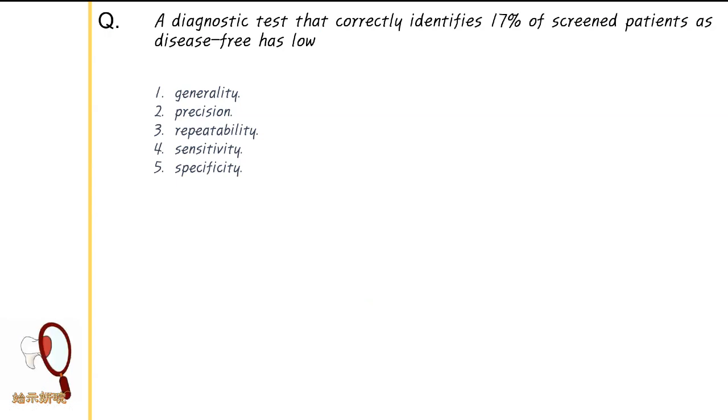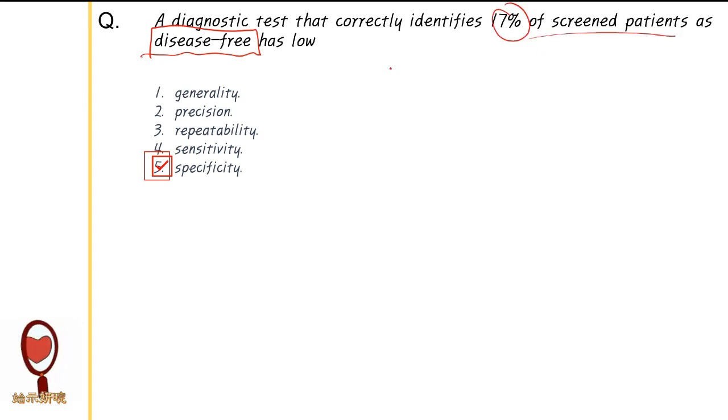And here I have a question for you. A diagnostic test that correctly identifies 17% of the screened patients as disease-free has low what? What will be the answer? I will count 3 seconds in mind. Okay, the answer is specificity. Okay, specificity is to identify people who do not have disease correctly, right? So disease free, without disease. So 17% of the screened patients as disease free has very low, right?